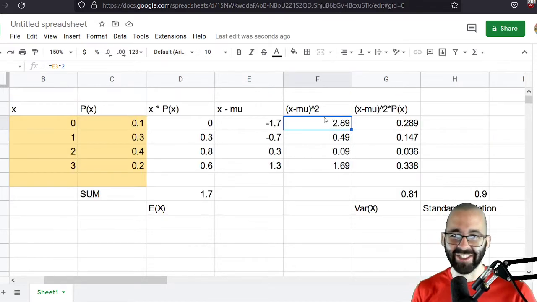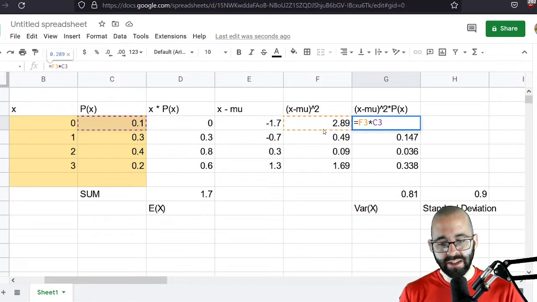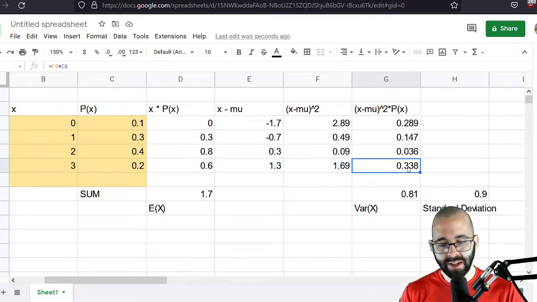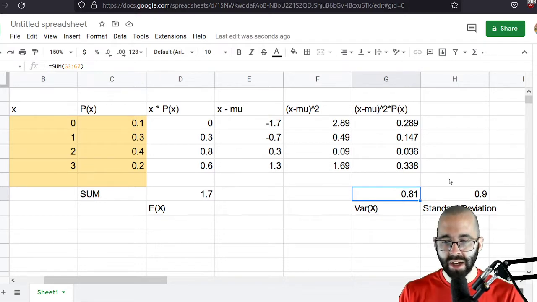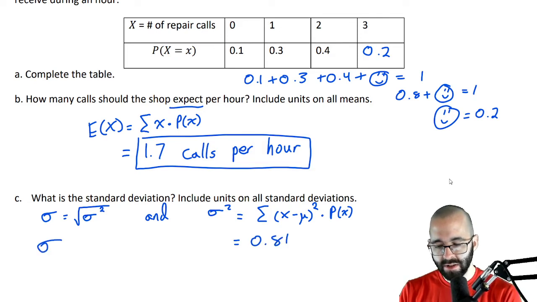All right, it's fine. And then we just multiply each deviation squared by its probability. Yep, that's working well. We're adding them all up together. This is our variance, 0.81. Our standard deviation's 0.9. Square root of 0.81 is just 0.9 calls per hour. Same units.